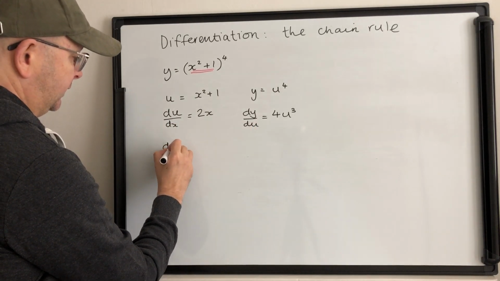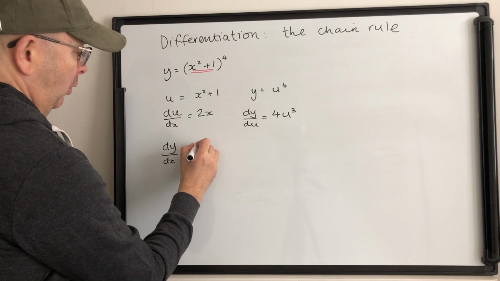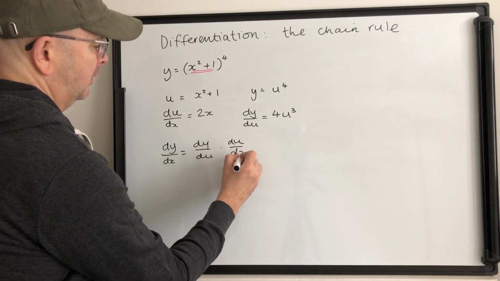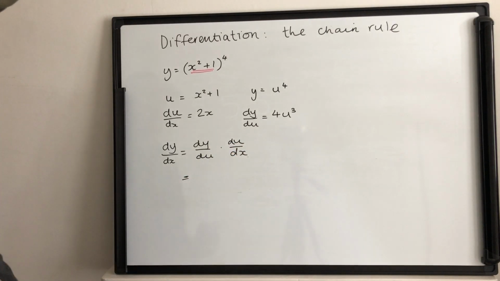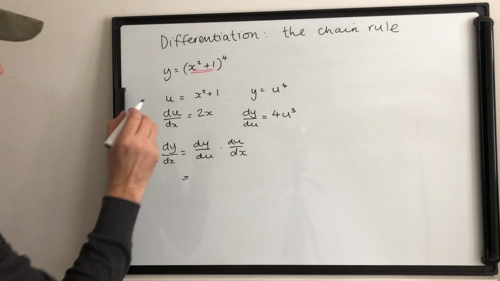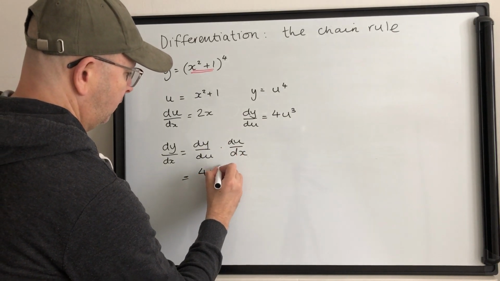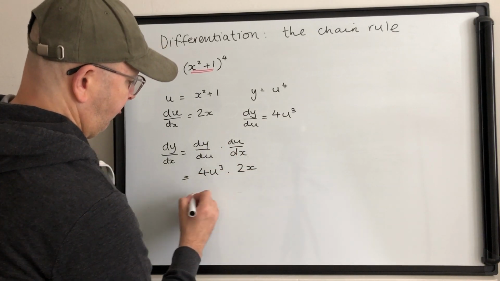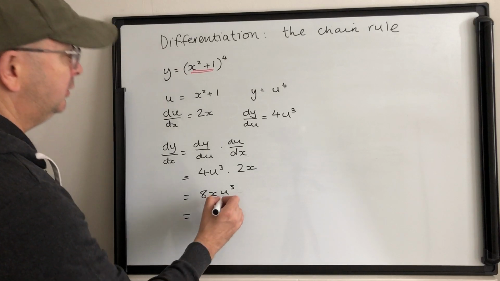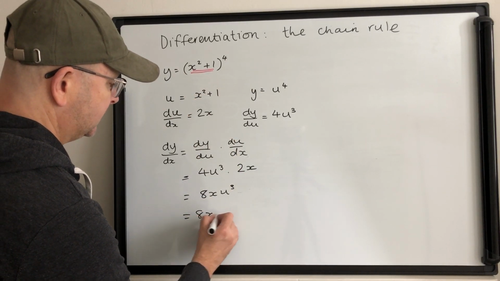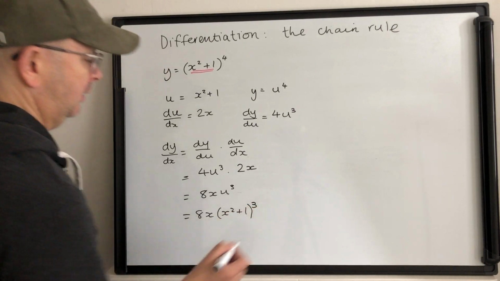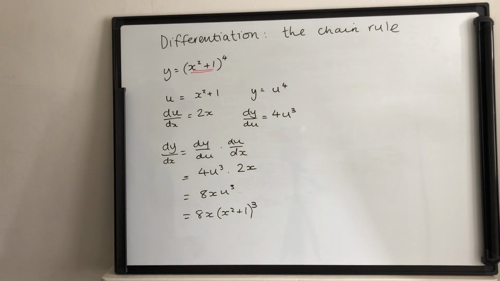So a final answer of dy/dx will come from dy/du times du/dx. And you can see effectively if you're doing fractions, those two would cancel out and give you dy/dx. So now dy/du is 4u³, du/dx is 2x. So it'll be 8x u³, or if you substitute your u back in, then you're going to have 8x times (x² + 1)³. And that's how to do it.